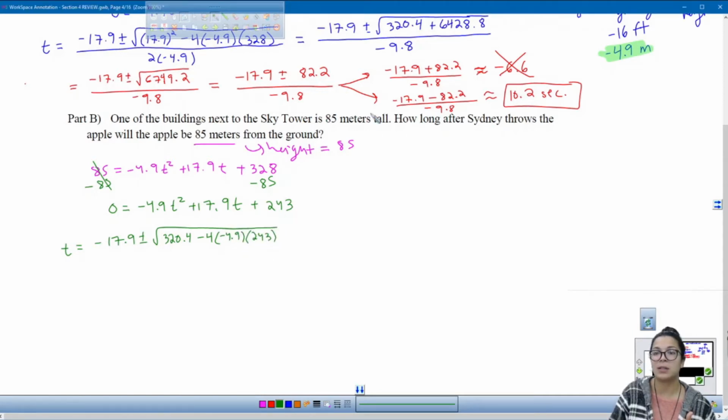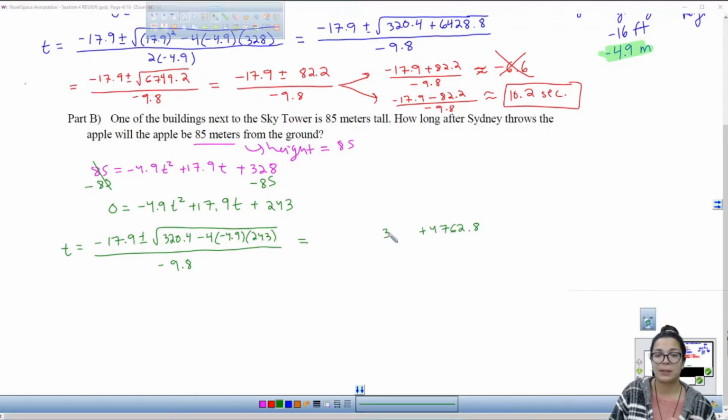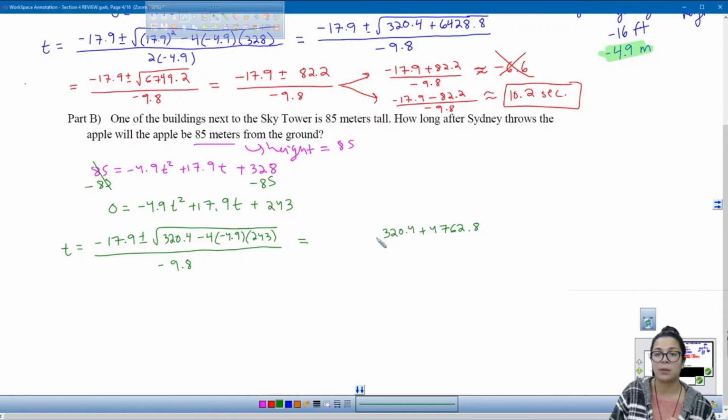So that's going to change the second term here, okay? And this is all going over 2 times a, 2 times negative 4.9 is still going to be negative 9.8. So the difference is here, negative 4 times negative 4.9 times 243 is actually 4762.8. So we're adding 4762.8 to the 320.4. I'm just going to bring down the rest of the equation over.